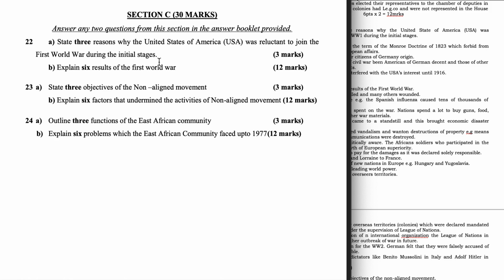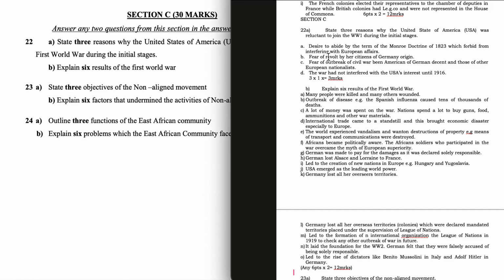during the initial stages. Desire to abide by the terms of the Monroe Doctrine of 1823, which forbade interfering with European affairs. Fear of revolt by her citizens of German origin. Fear of outbreak of civil war between Americans of German descent and those of other European nationalities. The war had not interfered with the USA's interest until 1916.